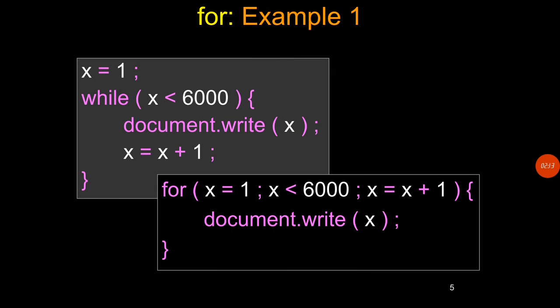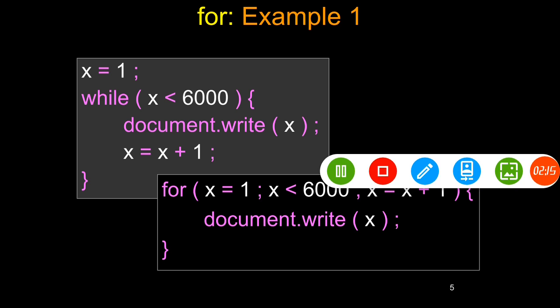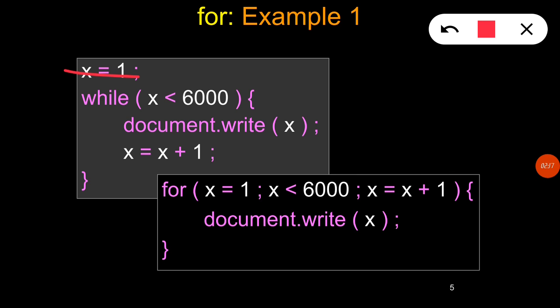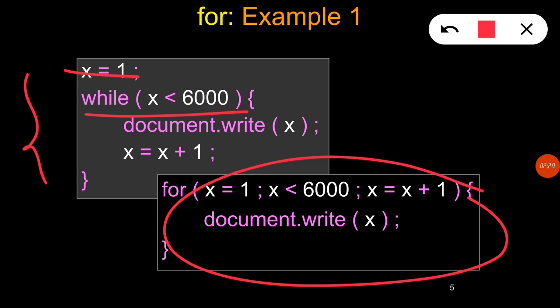Okay, this is about compound statements. And see here an example for the for loop. This is variable x, and here we are using a while loop, and the same thing is done by using a for loop here. See here, while x is greater than 6000, in this case we are going to print the value of x.